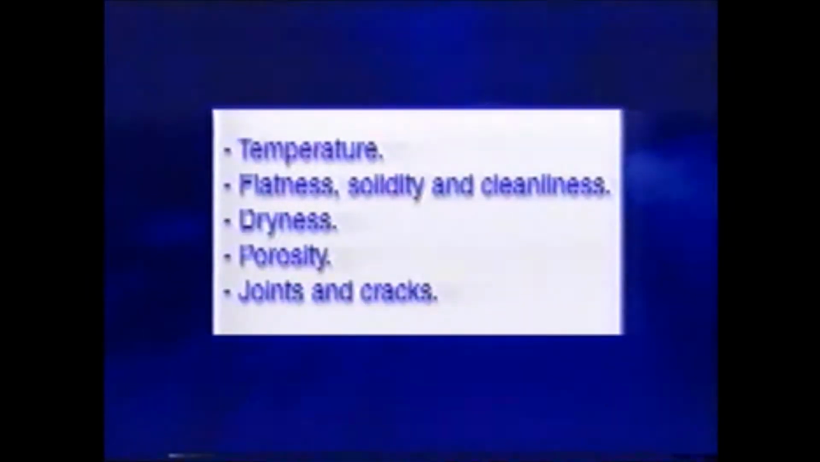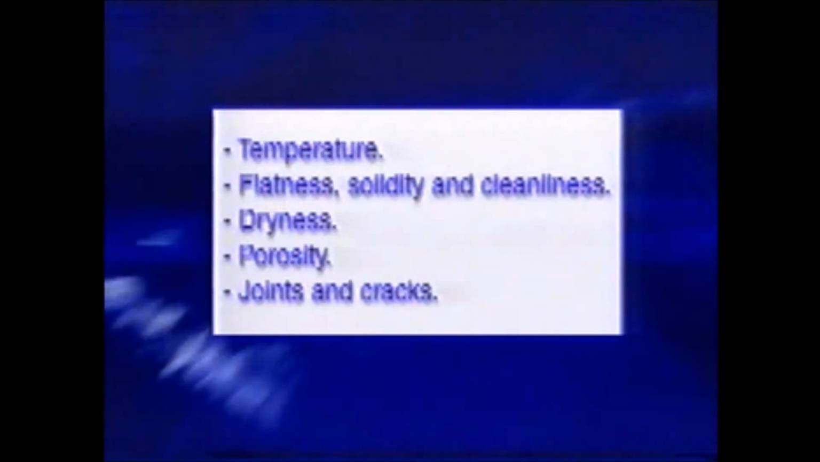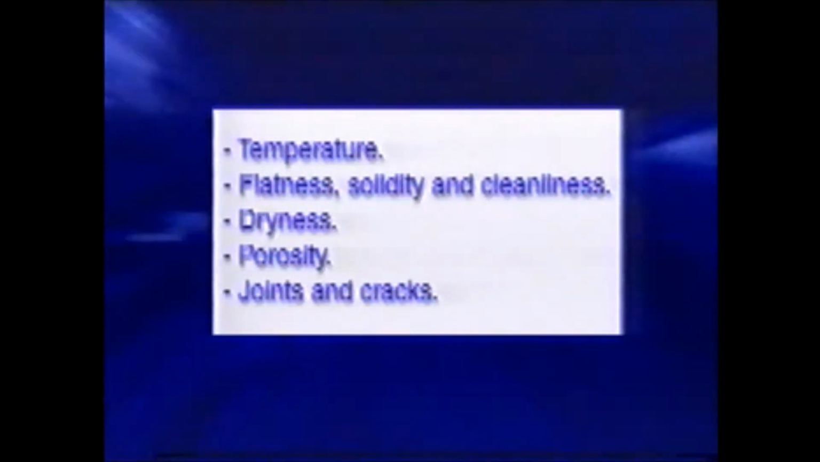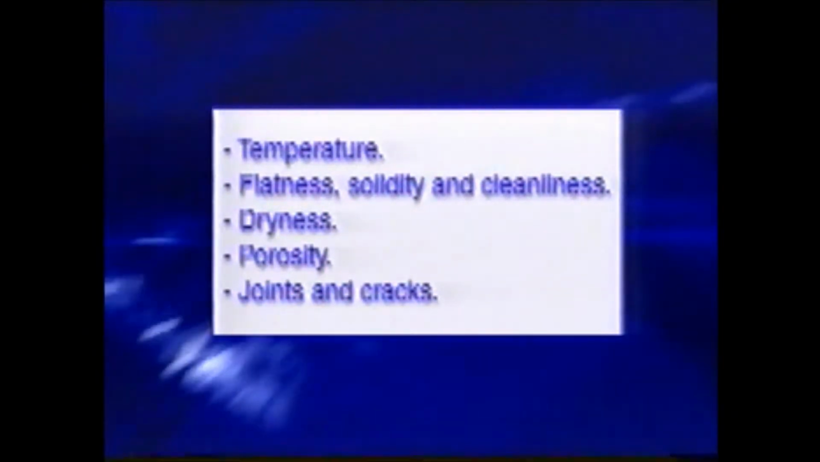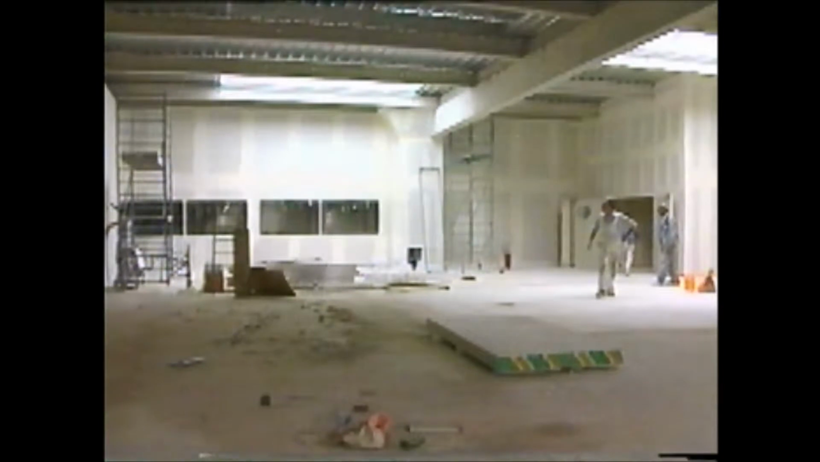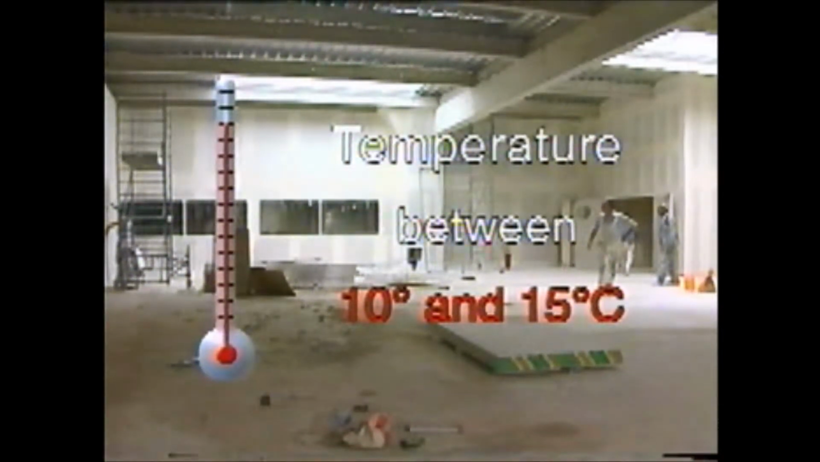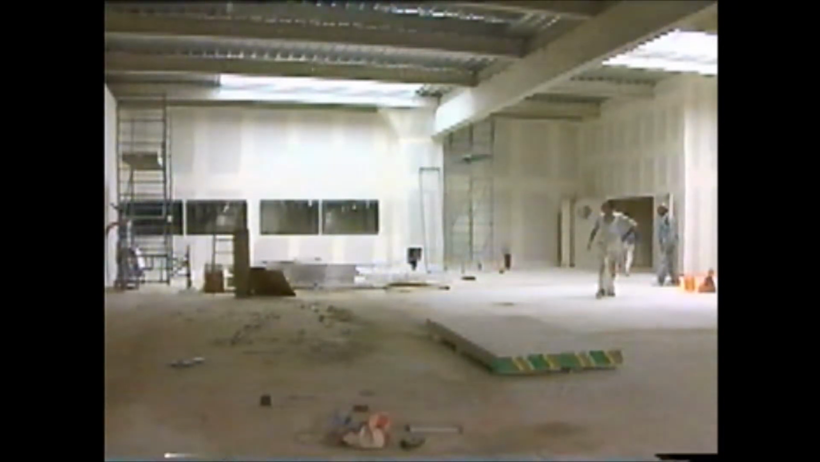The general condition of the subfloor is defined by the following 5 points: temperature, flatness, solidity and cleanliness, dryness, porosity, joints, and cracks. The subfloor shall be at a temperature between 10 and 15 degrees Celsius. This temperature is specified in the manufacturer data sheets for the floor covering products.